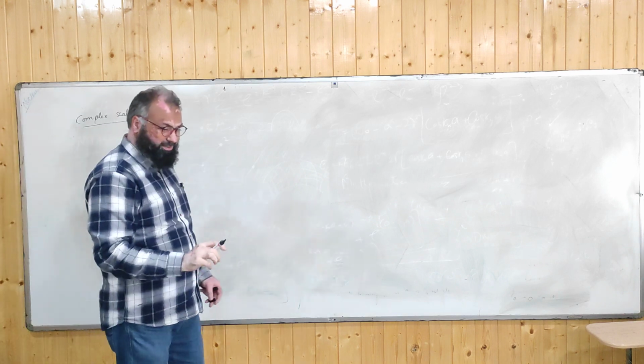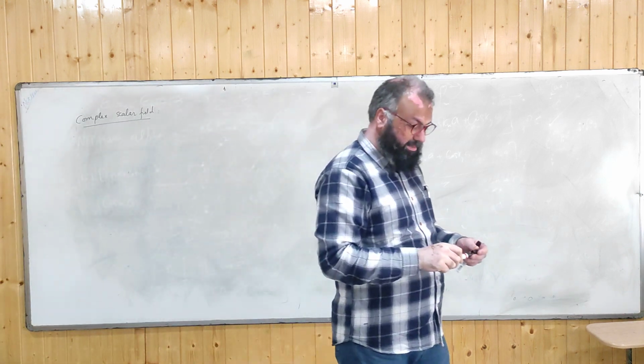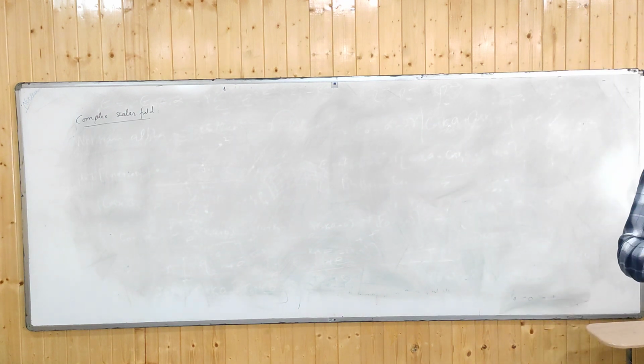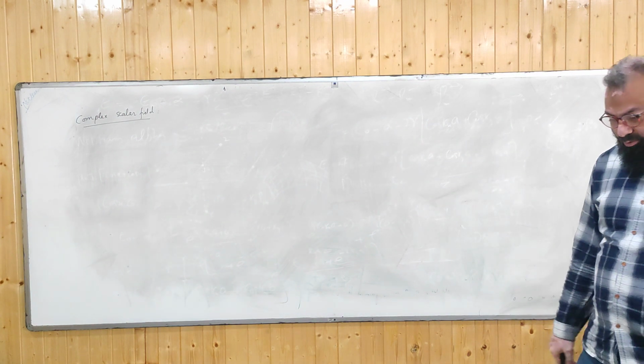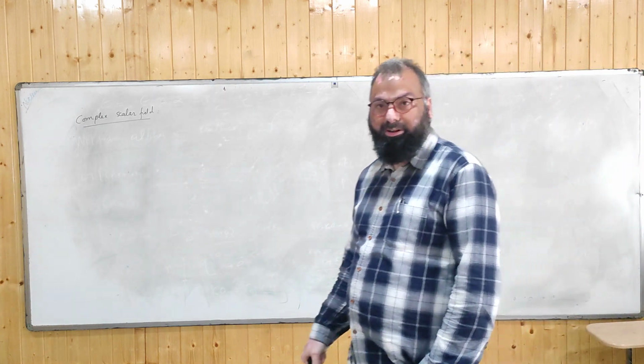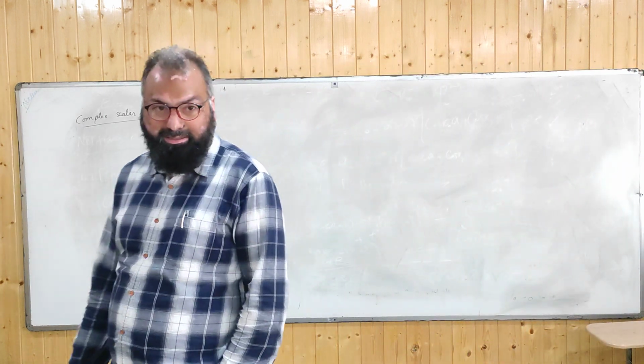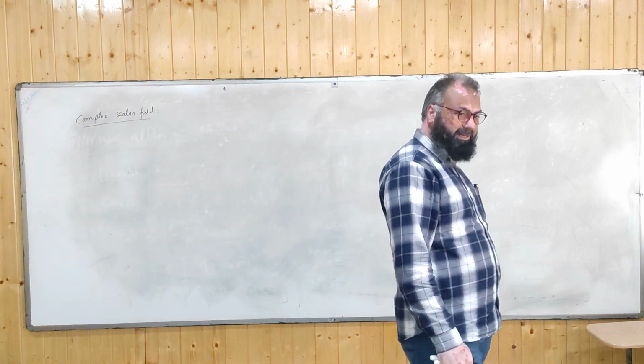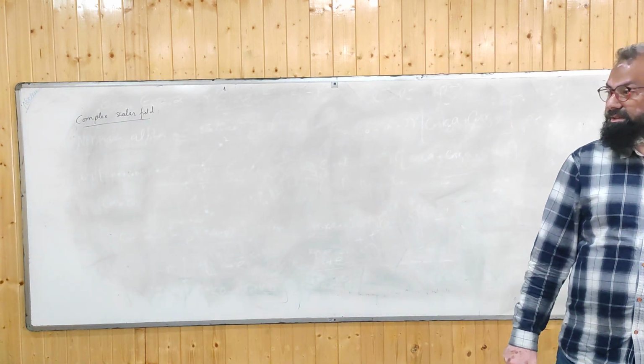There are a few things which I have left in the real scalar field. Those I will take after this complex one, because the analysis of those points will be the same. Only the name changes. One is complex, another is real. So in the real scalar field, how many particles does it describe?